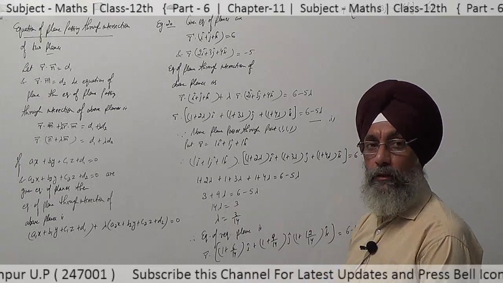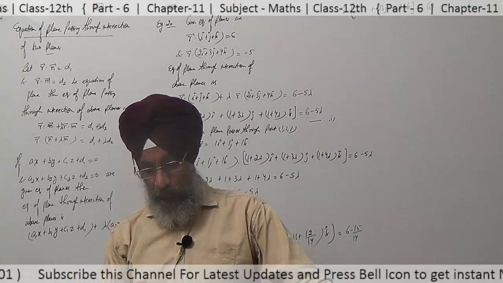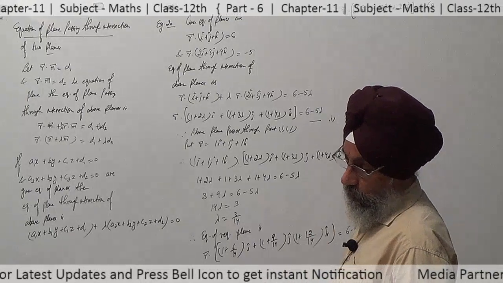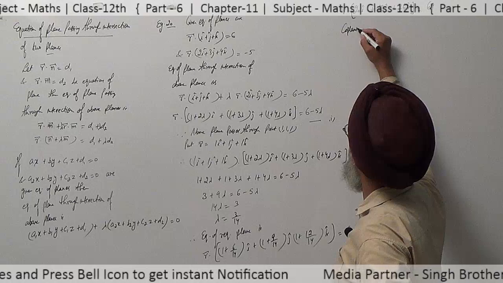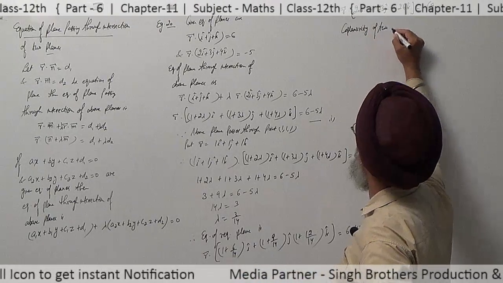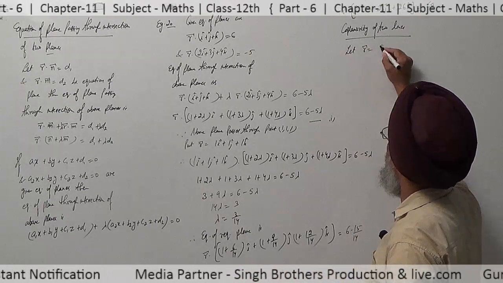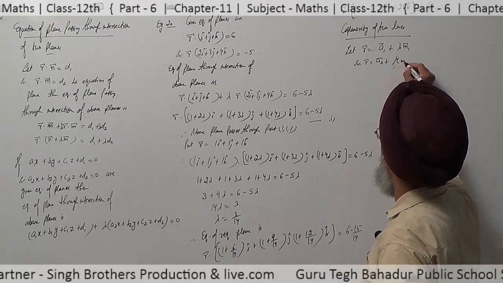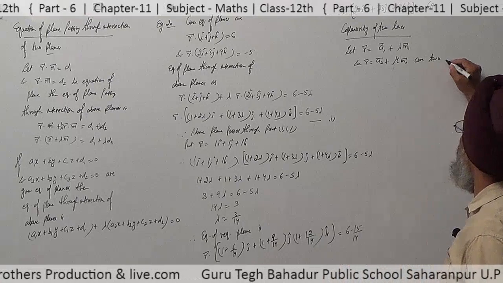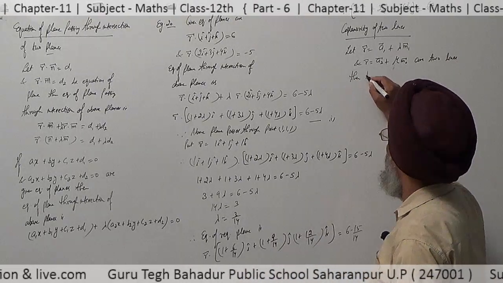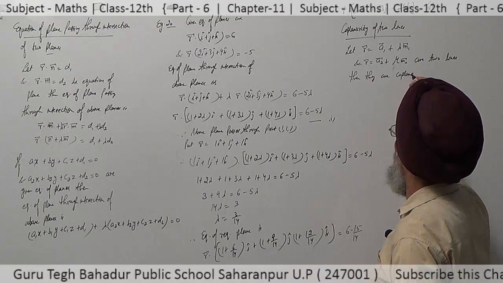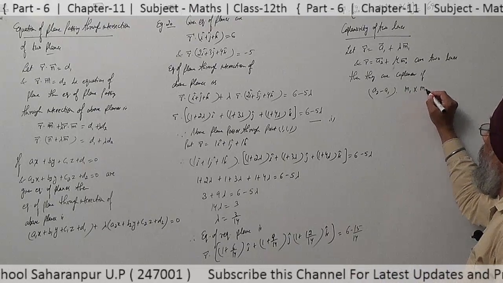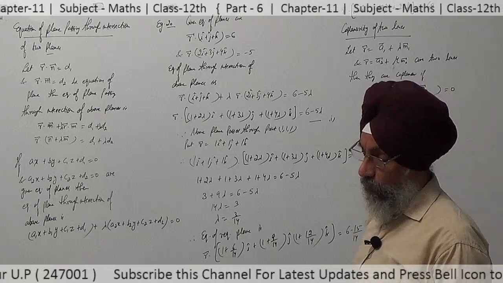Now, another subtopic is the coplanarity of two lines. If two lines are coplanar, meaning they are lying on the same plane, then coplanarity of two lines. Now what were the equations of lines? Let r is equal to a1 plus lambda m1 and r is equal to a2 plus mu of m2 be two lines. Then they are coplanar when the condition (a2 minus a1) dot (m1 cross m2) is equal to 0 holds. Then they are known as coplanar.